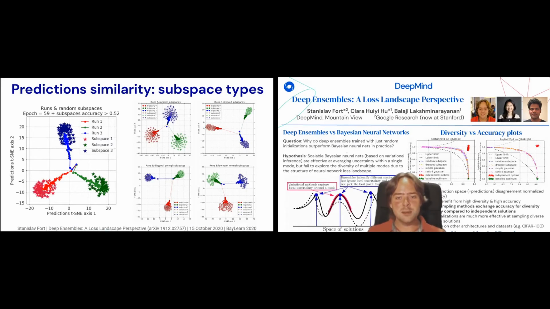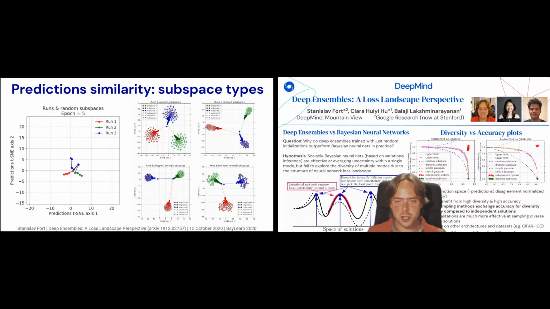On the right-hand side, we see four typical ways of sampling the subspaces around the tip of the optimization trajectory, which are the random subspace, the dropout subspace, the diagonal subspace, and the low rank normal subspace. We see that for all four cases, we are still nearby the end point of the trajectory, despite our effort to get a diverse set of functions.